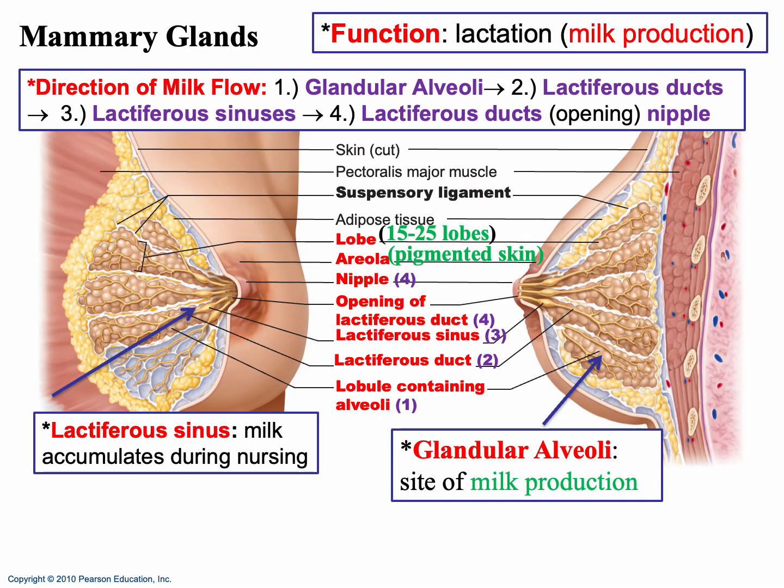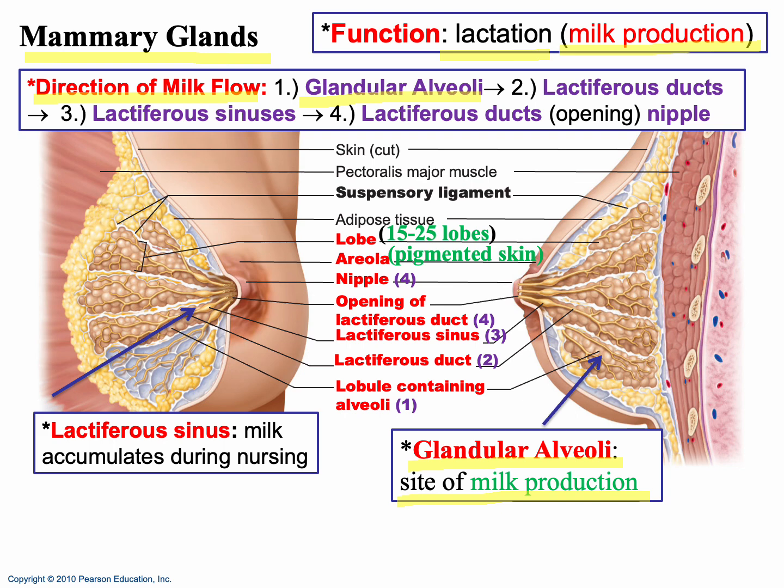All right, moving on now, we're going to take a look at the mammary glands. The function of the mammary glands is lactation, milk production. So we look at the overall direction of milk flow that occurs in the female. First, we start with number one, the granular alveoli. This structure is the site of milk production. So this is where the milk is produced in the female.